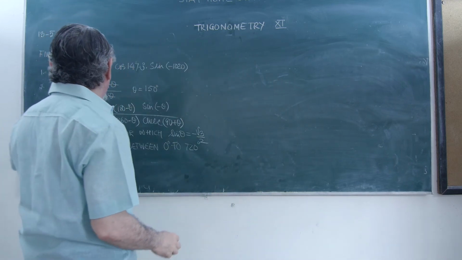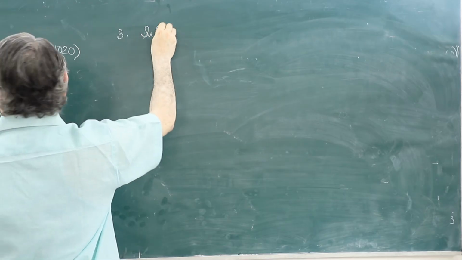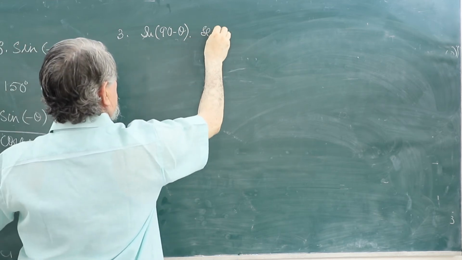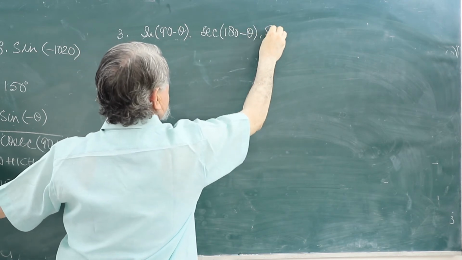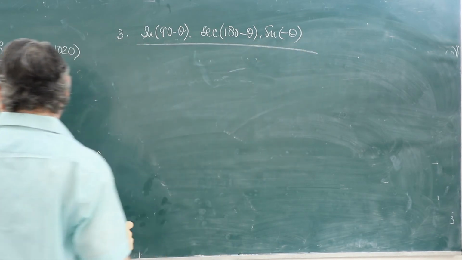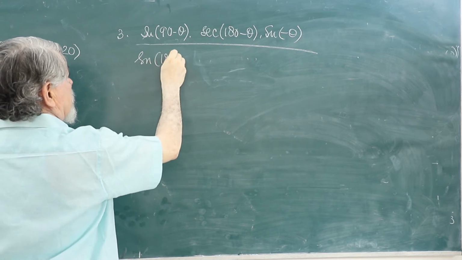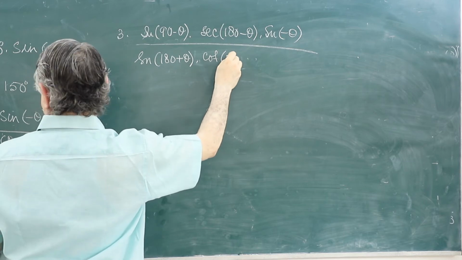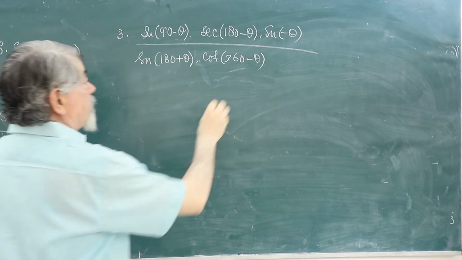Now let's see the third question. That is sine 90 minus theta, sec 180 minus theta, sine minus theta upon sine 180 plus theta, cot 360 minus theta, and cosec 90 plus theta.